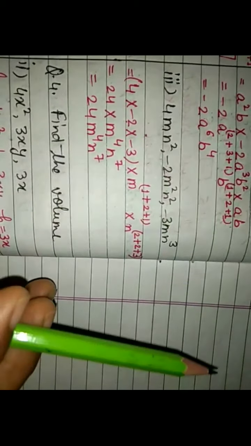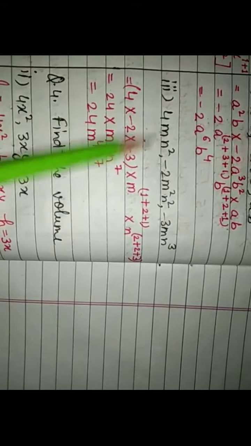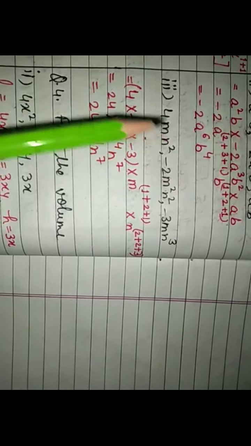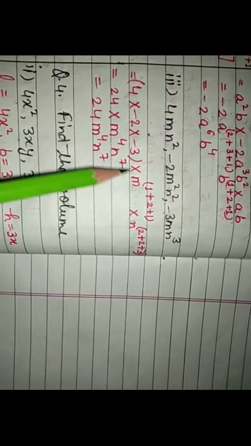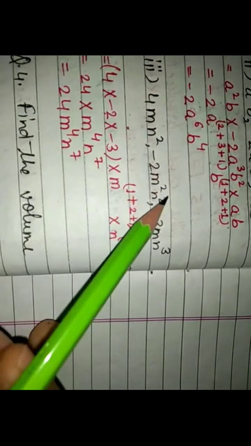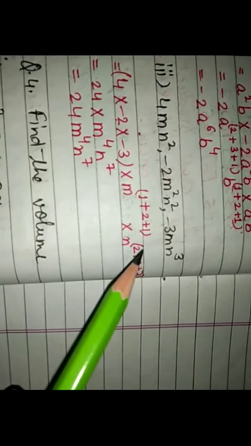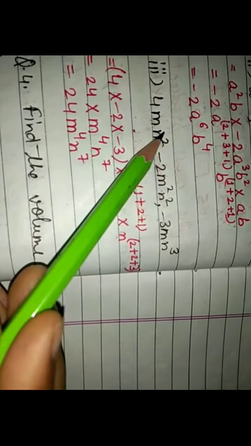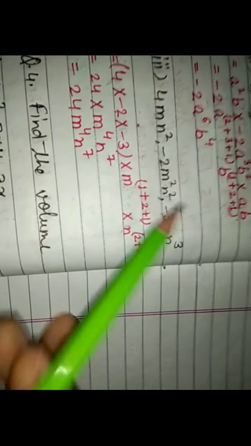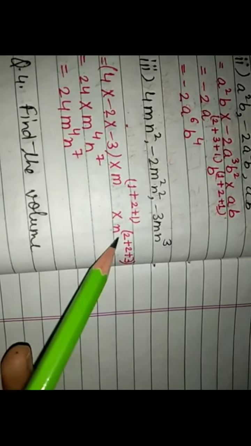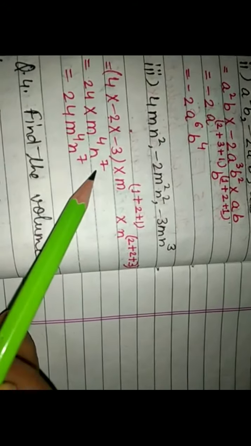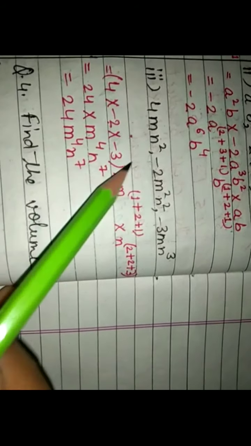So add all powers of m. If you see like terms or the same variables, it's your duty before solving this question to add the powers. So m to the power 1 plus 2 plus 1. So 1 plus 2 is 3, plus 1 is 4. So m to the power 4. Then again n: there is 2, again 2, n to the power 2, and n to the power 3. So 2 plus 2 is 4, plus 3 is 7. 4 2s are 8, 8 3s are 24.